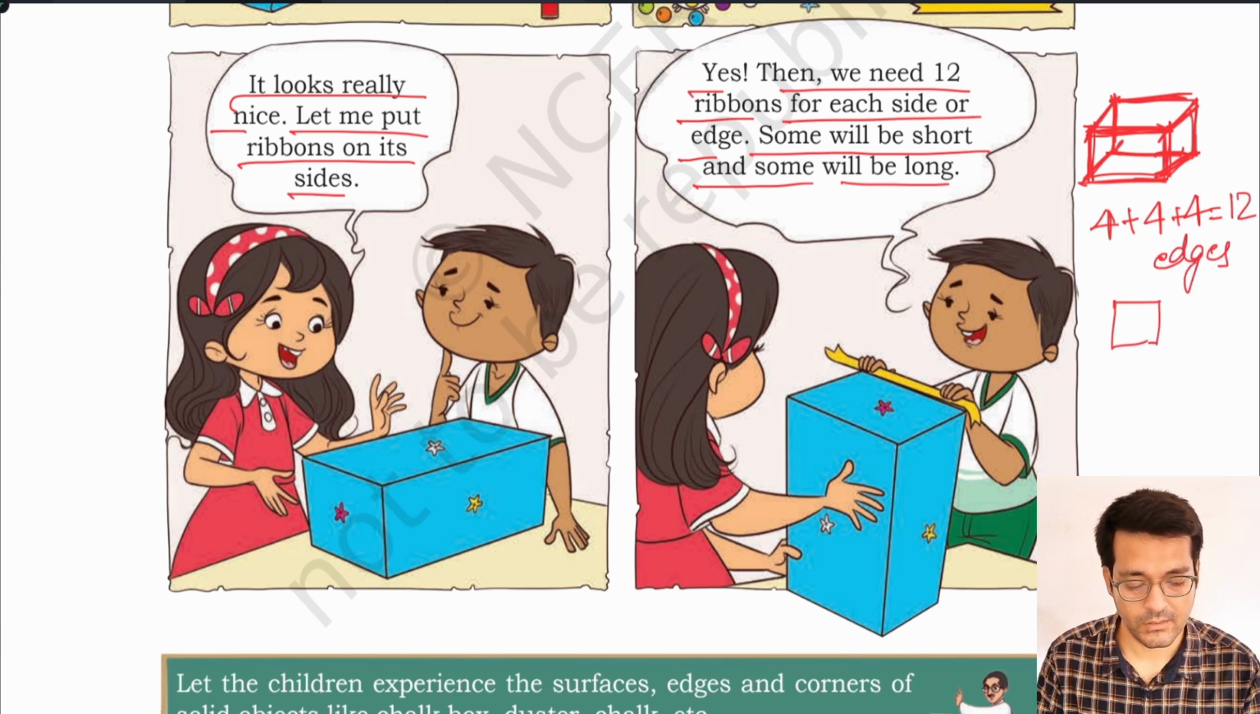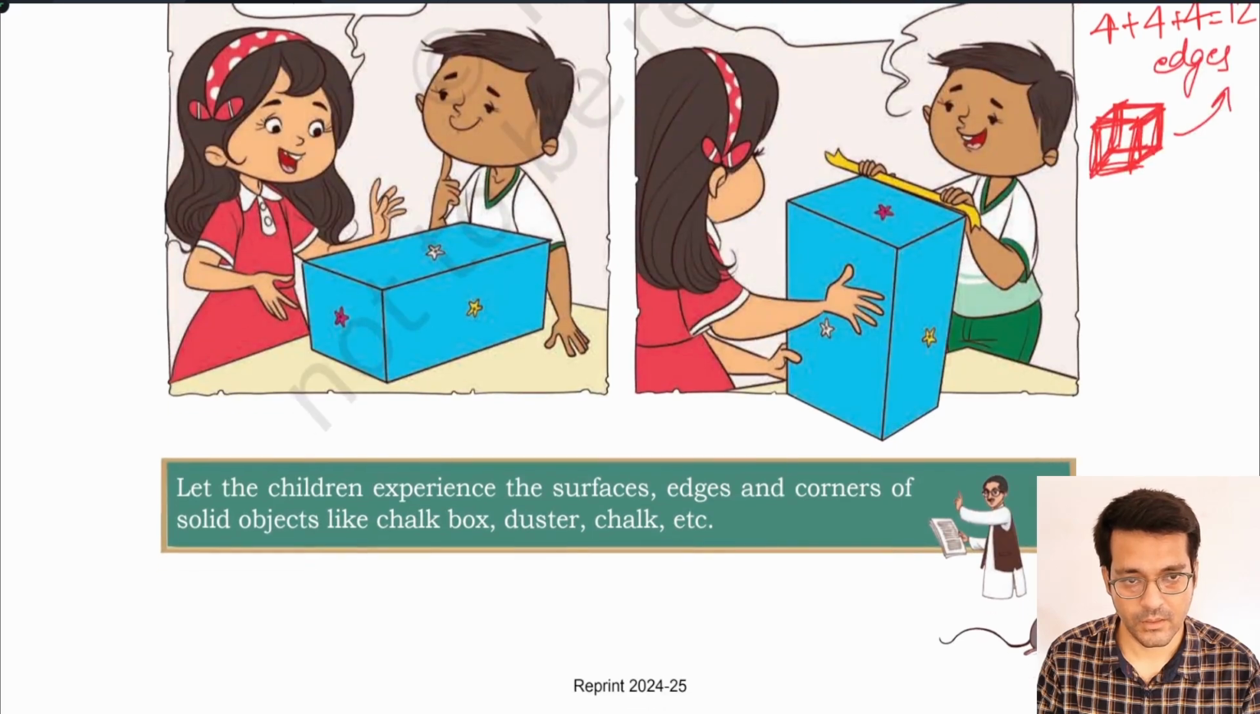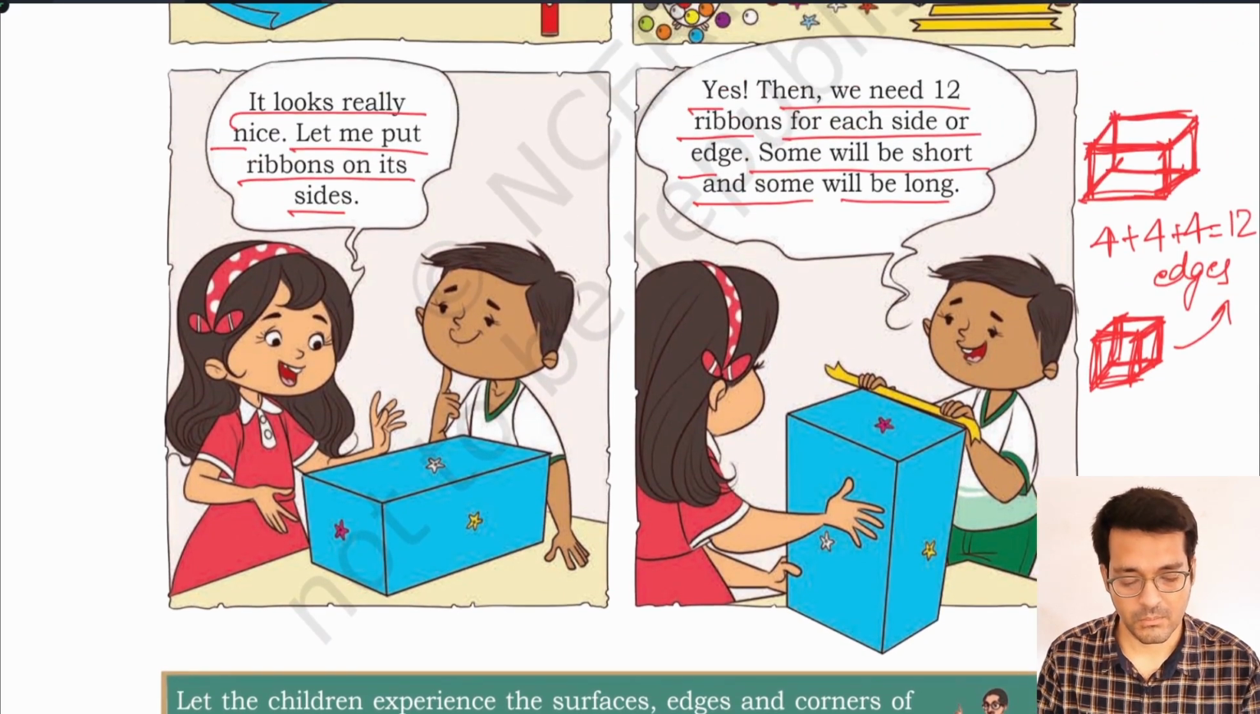Similarly, there are 12 edges in a cube too. Let's count: 1, 2, 3, 4, 5, 6, 7, 8, 9, 10, 11, and 12. There are 12 edges in a cube as well as in a cuboid. Then how many ribbons are required to place on the edges or sides? They need 12 ribbons. Some may be long and some may be short.